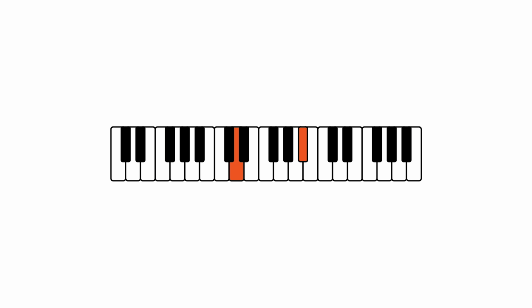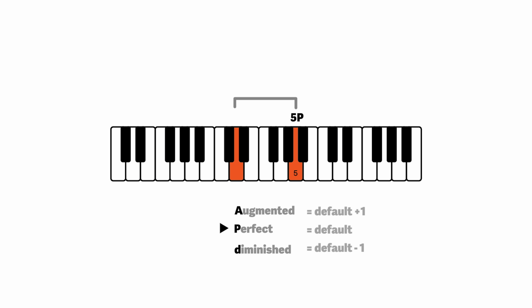Alright, let's answer this question. What's the interval between these two notes? In your mind, the D major scale should flash by. Then, locate the fifth scale degree. Now ask yourself, how far is this note from D? It's 1/2 step higher than a perfect fifth, so we call it an augmented fifth.